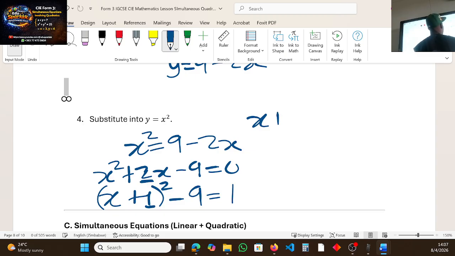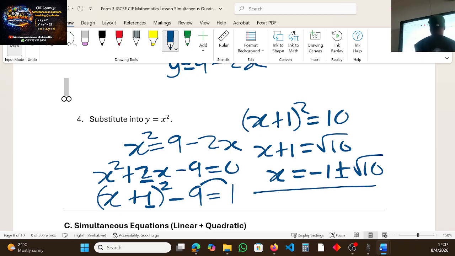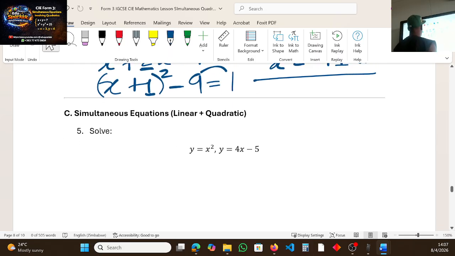So I proceed with x plus 1 squared. When I transpose here, I'll end up having 9 plus 1, which is 10. So x plus 1 is equal to root of 10. Therefore, the solutions are x equal to minus 1 plus or minus root 10. Those are the two values of x that I get after solving. Here I was just required to substitute, and it's an equation that I've chosen to put in standard form as well as actually solving.